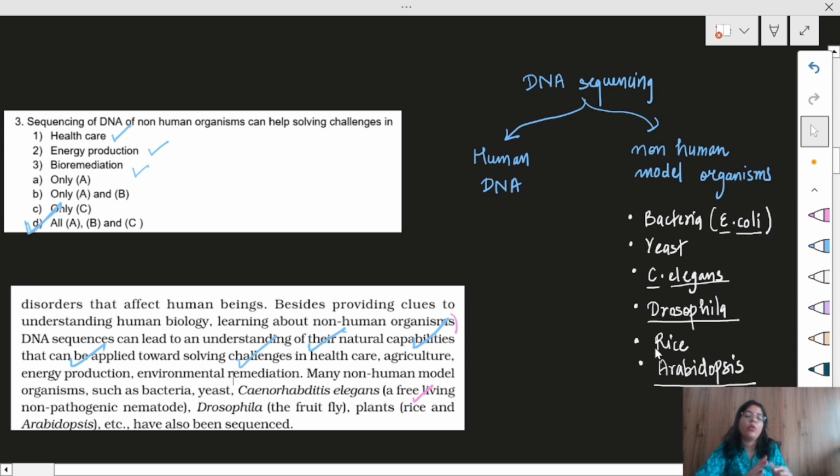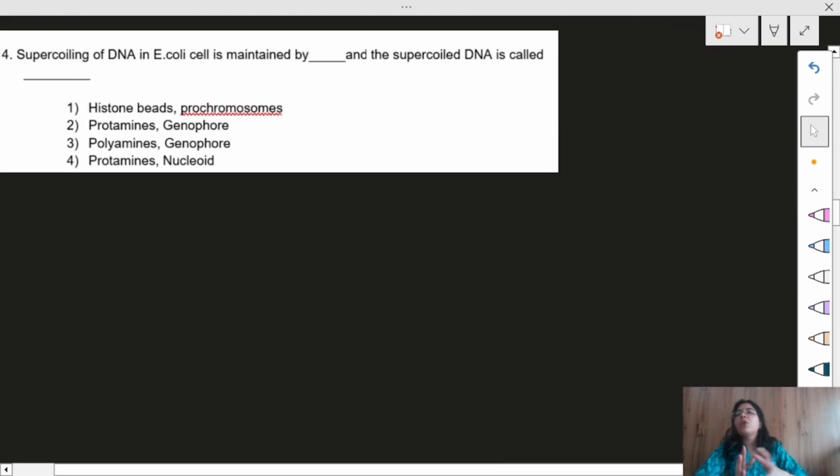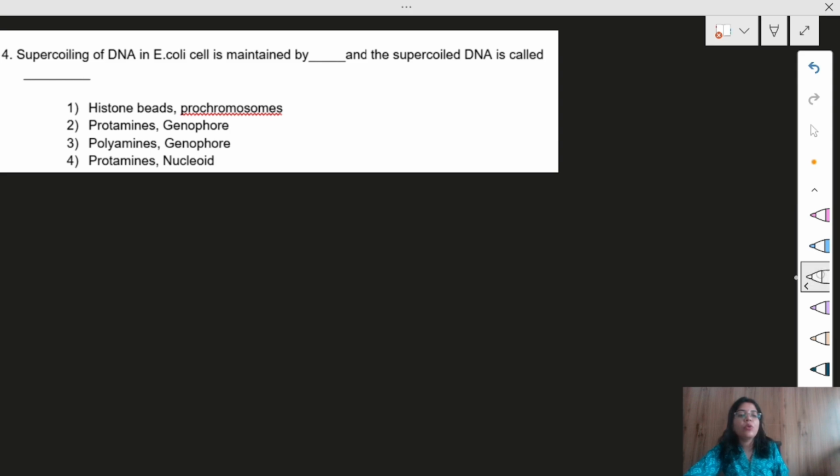Find the odd one out with respect to non-human model organisms. Any other name they will add here, right? So you have to learn that along with human, we also have sequenced the DNA of all of these, right? Then, supercoiling of DNA in E. coli cell is maintained by, and the supercoiled DNA is called what? Very, very easy question, right?